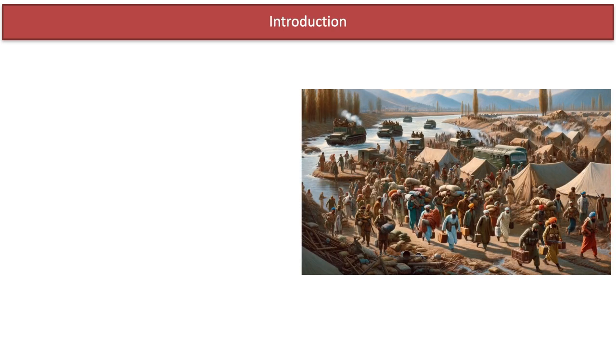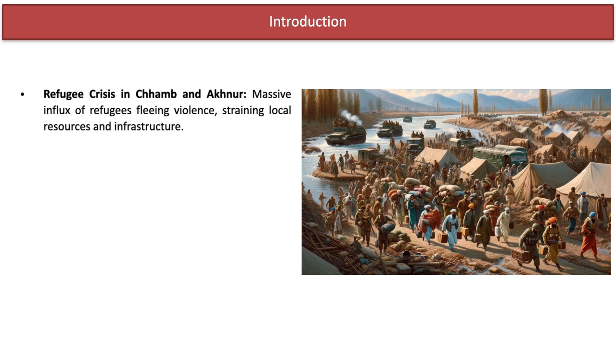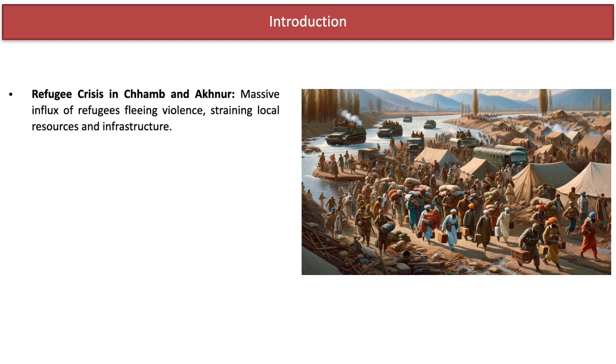Friends, let me begin by discussing the refugee crisis in Cham and Akhnur, a significant aspect of the 1947-48 period that deeply impacted the region. The violence and conflict in these areas led to a massive influx of refugees, with thousands of people fleeing their homes in search of safety and security. This sudden movement of population put immense strain on local resources and infrastructure, creating a challenging situation for both the refugees and the host communities.